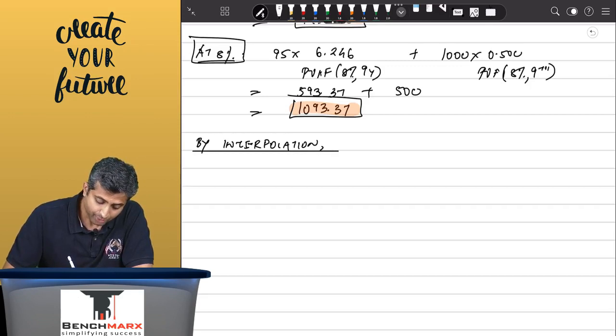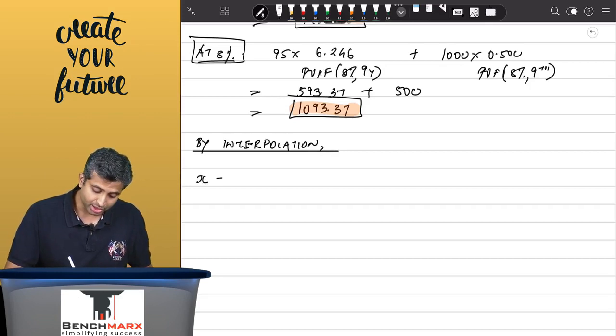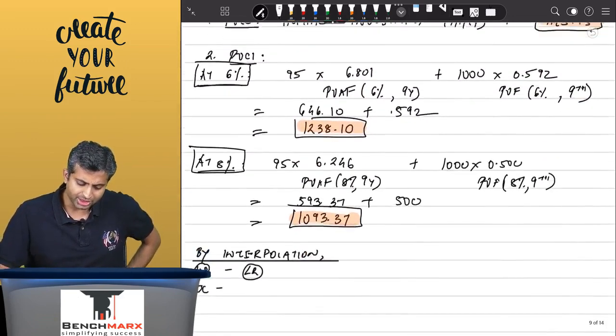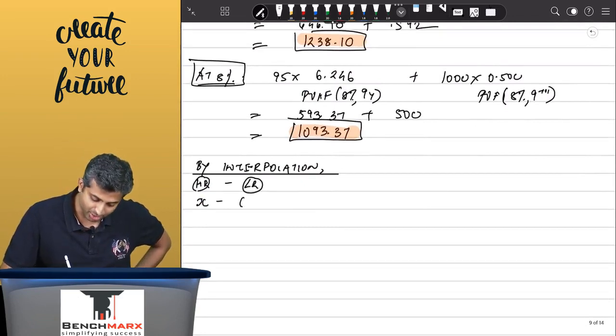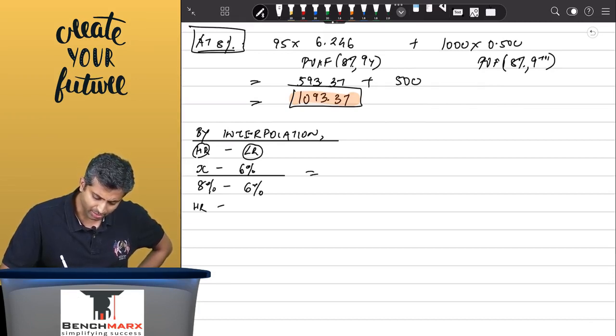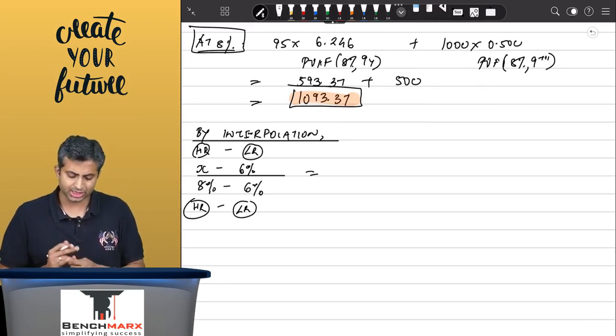Let us say your desired IRR is X. So X minus, let us say this is always going to be higher rate minus the lower rate. So X is your desired rate minus the lower rate. Between 6 and 8, what is lower? Between 6 and 8, 6 is lower. Minus 6% upon, between 6 and 8, what is higher? 8% minus 6%. Okay. So as we say, this is higher rate minus a lower rate. Remember, this is just a basic mathematical process.